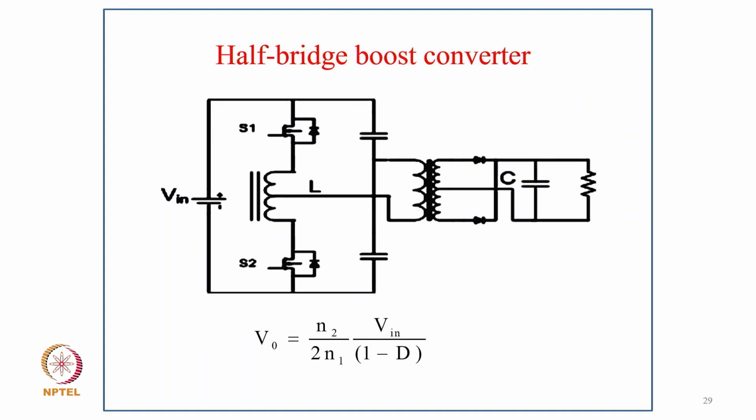Then we have a half bridge boost converter. Here we have just a series inductor which boosts the voltage, and then we have a high frequency transformer. So here also the turns ratio decides the major voltage ratio. Of course the boosting is there by 1 upon 1 minus D. Here this input inductor provides the boosting, or current source, for this converter.